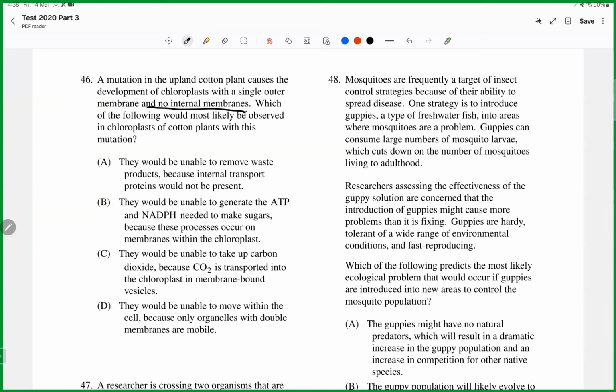Okay, now. Do chloroplasts move within a cell? It's not. Do they take up CO2 with their inner membrane? No. Exactly. Do they make ATP and NADPH using their membrane? Yes. I made a face, but you guys still got it straight.